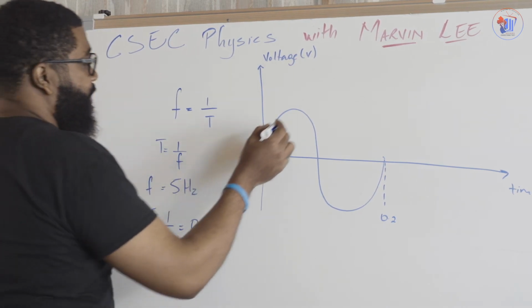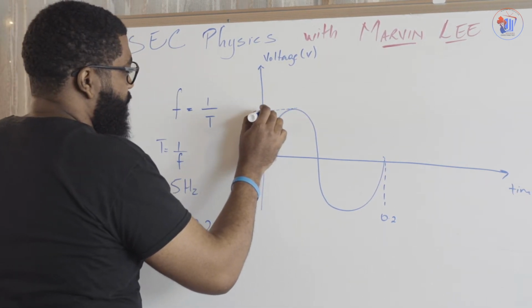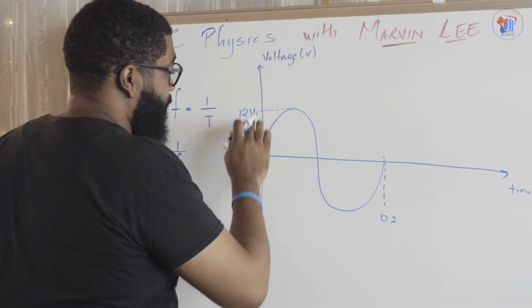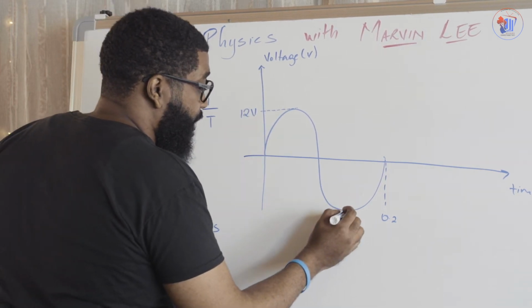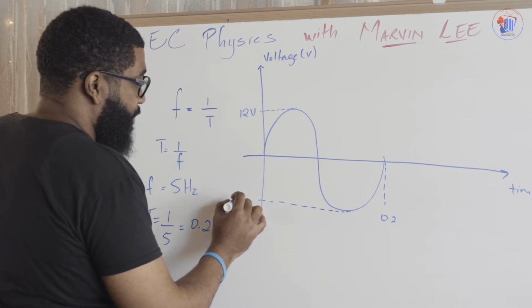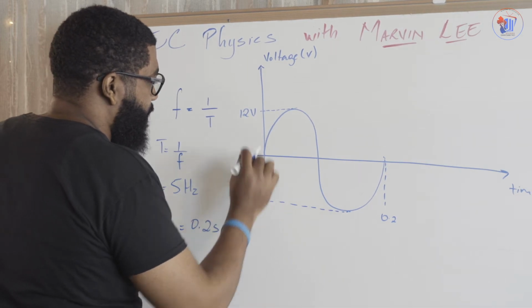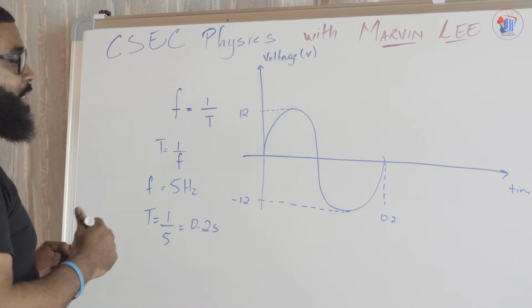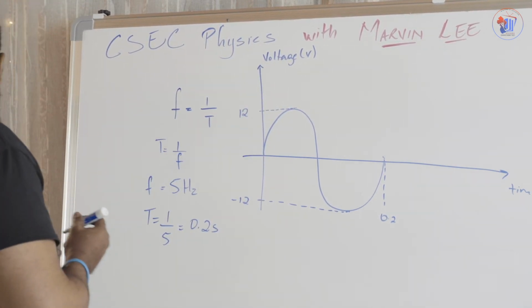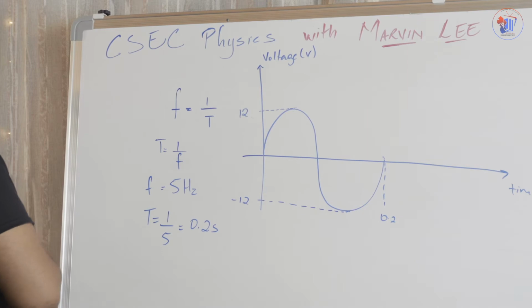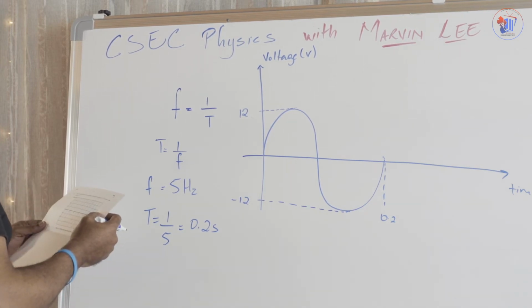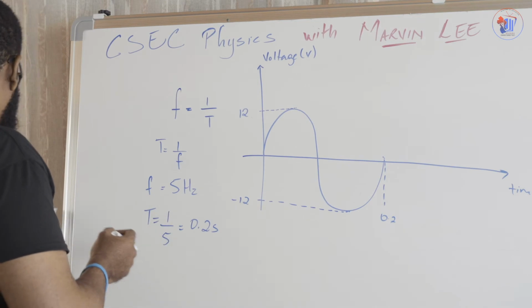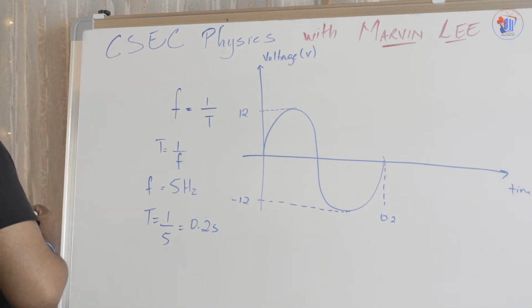The peak value of this waveform is given as 12 volts, meaning the maximum value it will achieve here and also the value here will be 12 volts. I didn't need to put the V in because it's on the y-axis and therefore voltage. So this is the waveform, and it simply said draw a VT graph showing an AC source with a frequency of 5 hertz and a peak voltage of 12 volts.